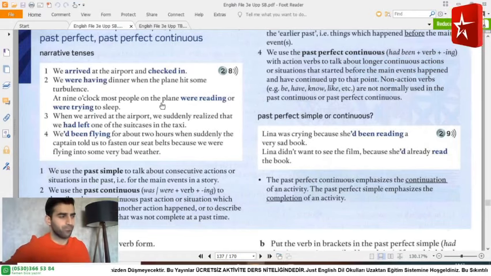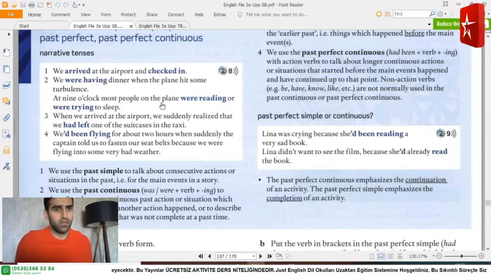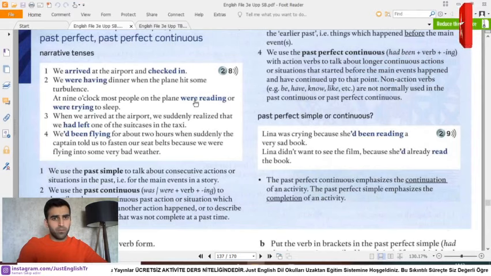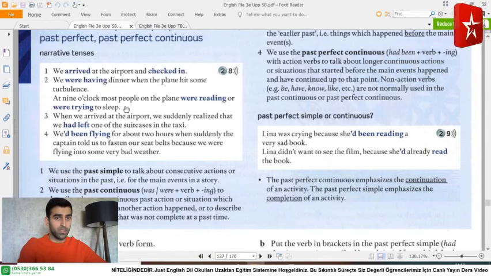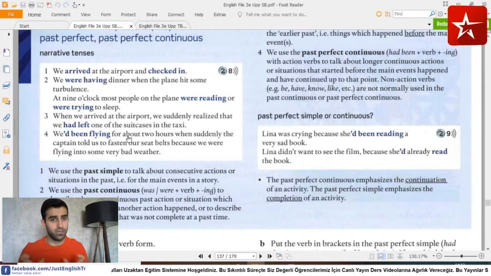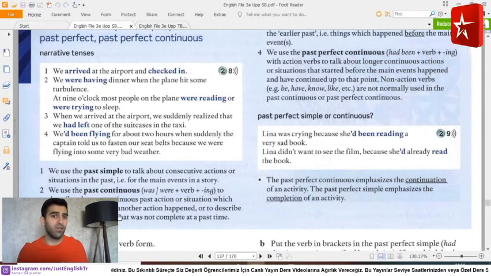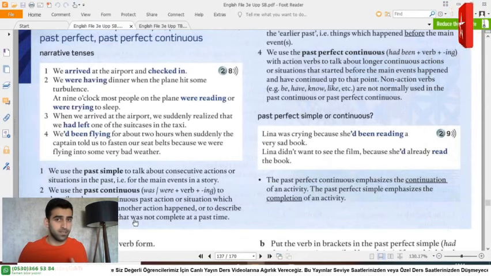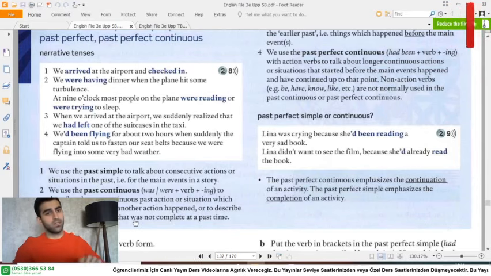So here you can see I used past continuous here. At 9 o'clock most people on the plane were reading or were trying to sleep. Both of them are in the past continuous tense. So we use the past continuous to describe a longer continuous past action, or situation, which was in progress when another action happened, or to describe an action or situation that wasn't completed in the past time. So this is the past continuous.